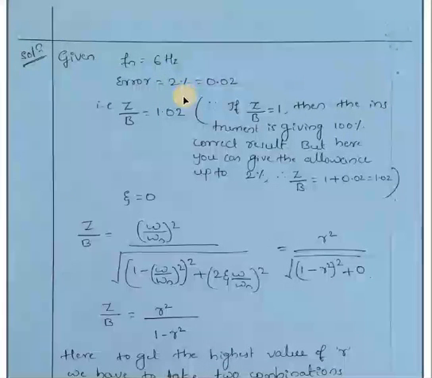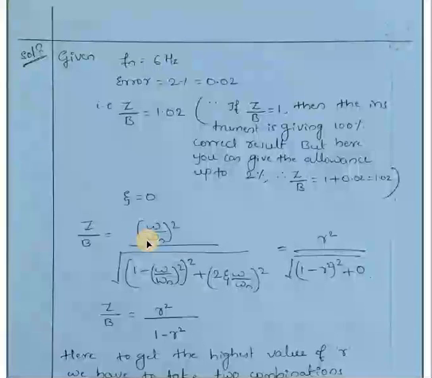Okay. So Z by B, if you take that ratio, the measured value has 2% of error. Therefore, if Z by B equals 1, then the instrument is giving 100% correct result. But here he has given that it can have 2% of error. So that means Z by B will be 1 plus 2% of that, that is 0.02, which will give you Z by B as 1.02. And zeta is 0 here. So we have the equation for Z by B. Okay. So in this, you know Z by B as 1.02.